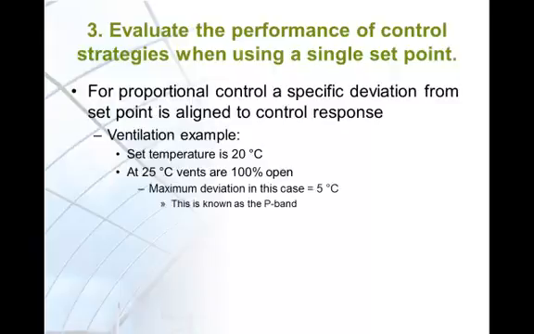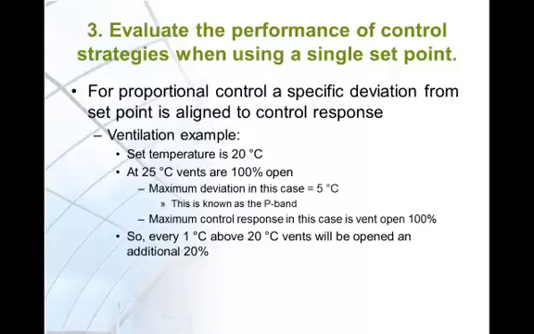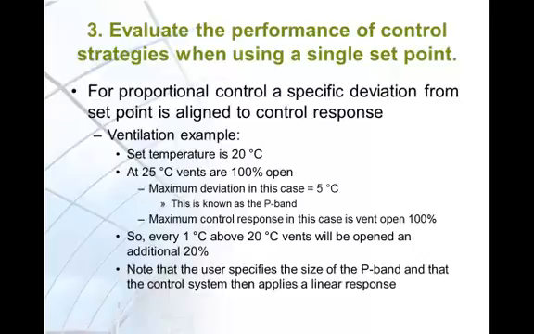The 5 degrees is known as the proportional band, or the P-band in short. Maximum control response in this case is when the vent is open 100%. So, every 1 degree Celsius above 20 degrees Celsius, the vents will be opened an additional 20%. Note that the user specifies the size of the P-band and that the control system then applies a linear response.